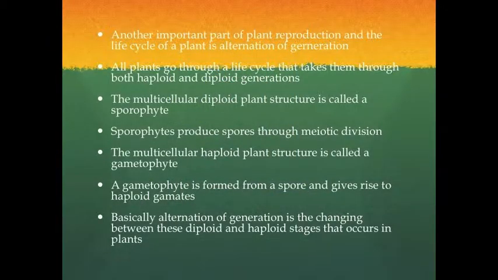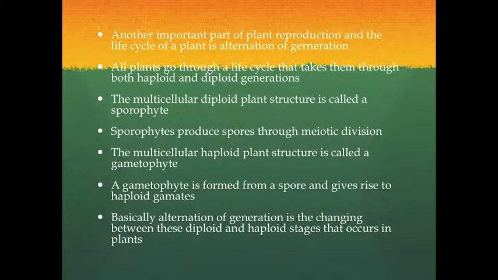Another important part of plant reproduction and the life cycle of a plant is alternation of generations. All plants go through a life cycle that takes them through both haploid and diploid generations. The multicellular diploid plant structure is called a sporophyte. Sporophytes produce spores through meiotic division.